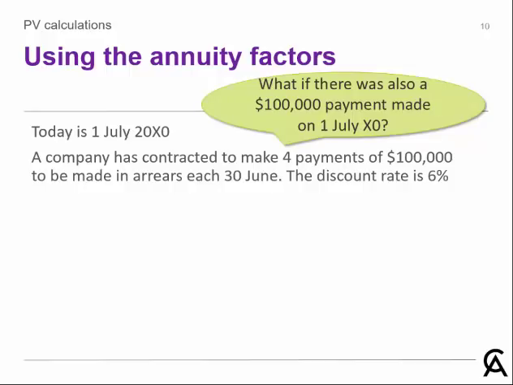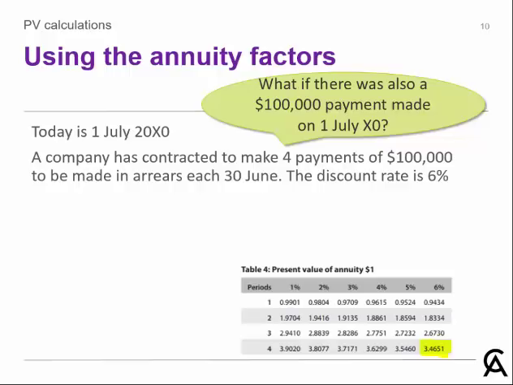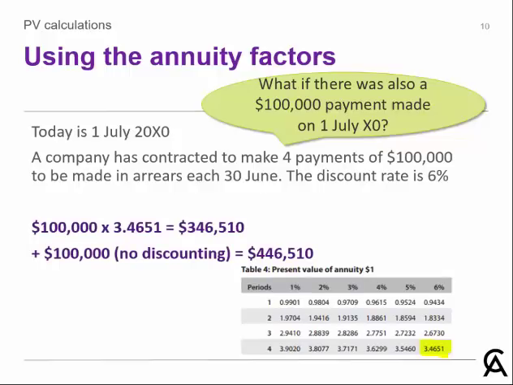So again, let's use the annuity factor for my what if. What if I also made that upfront payment on 1 July 20X0? Again, I still use that factor, and I've got a series discounted to 346,510 plus that upfront payment. Because it's made in year 0, there's no discounting. So there's my answer again, 446,510. The same as what I calculated earlier.